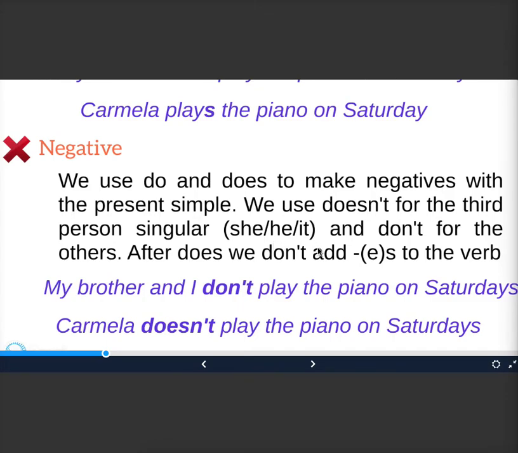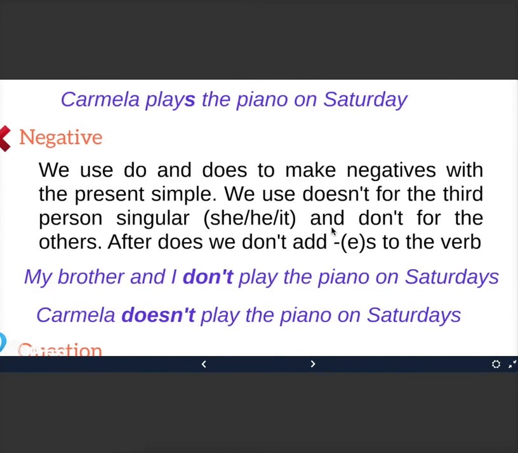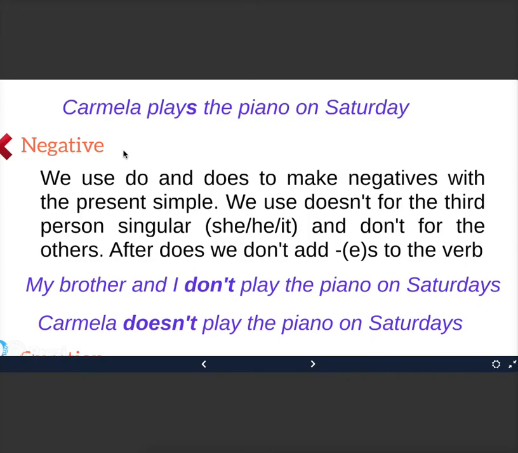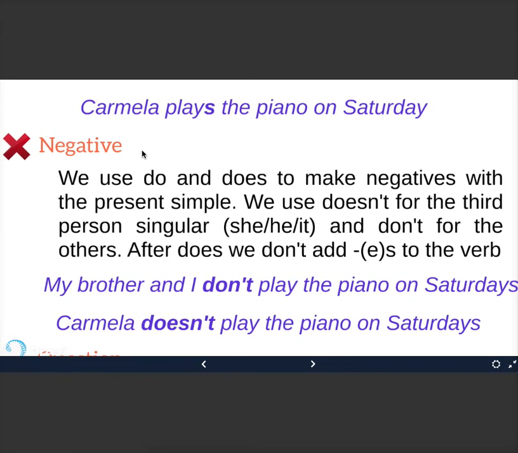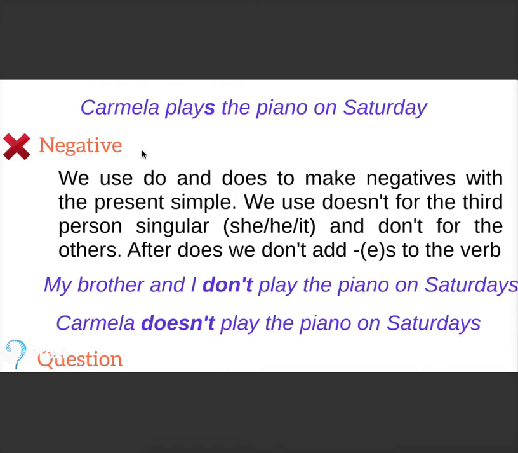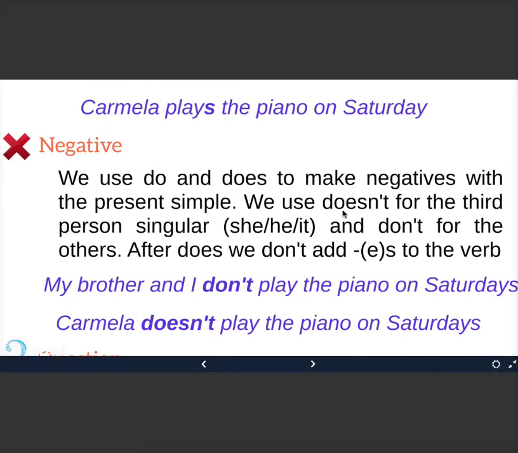So look at this, guys. As I was telling you, we have our auxiliary verb, do and does. And as this is negative, it is going to be do not, does not, or don't and doesn't. Puede ser don't y doesn't, or do not, does not. Solo agregando el not. What happened, guys? We use doesn't or does not for she, he, it.